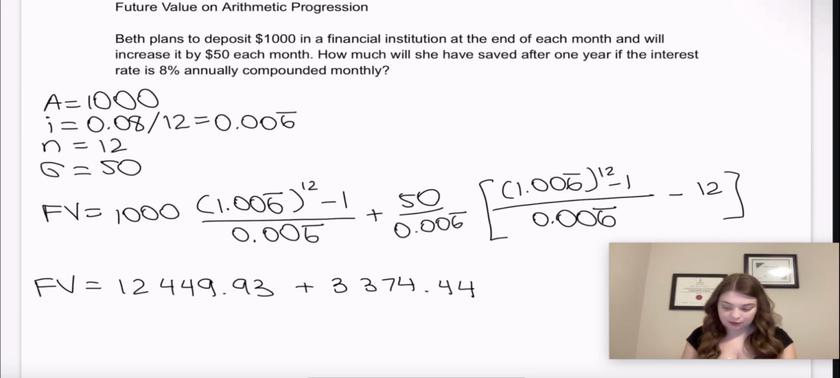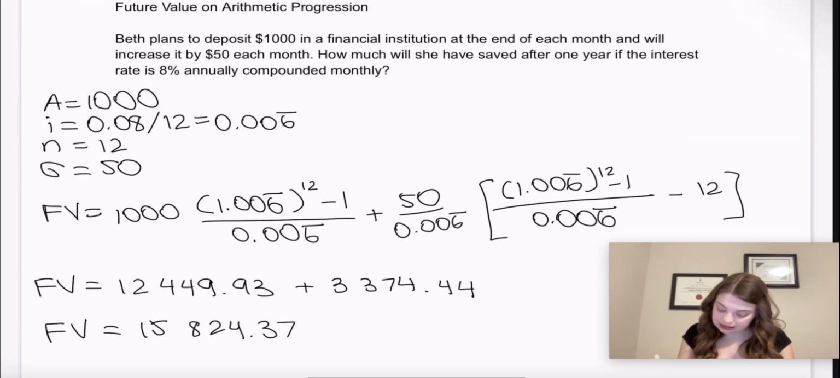If we add those up, the future value is $15,824.37. So therefore, in 1 year, if Beth sticks to this plan, she will have $15,824.37.